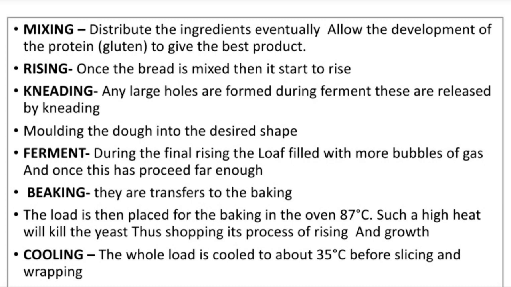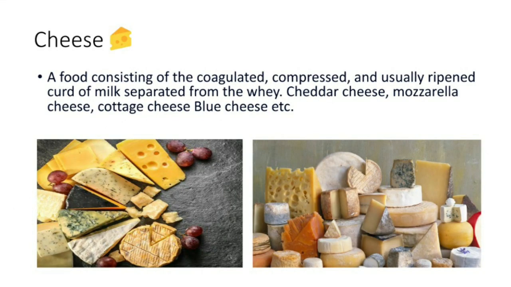The second one is the cheese making process. Cheese is a food consisting of coagulated, compressed, and usually ripened curd of milk separated from the whey. There are so many types of cheese in the world. For example, cheddar cheese, mozzarella cheese, cottage cheese, blue cheese, etc.